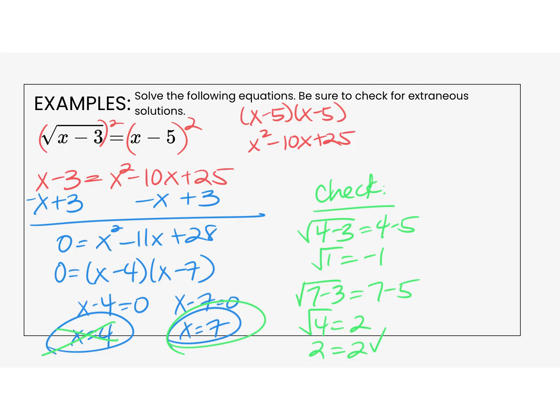All right, and so that is solving radical equations.